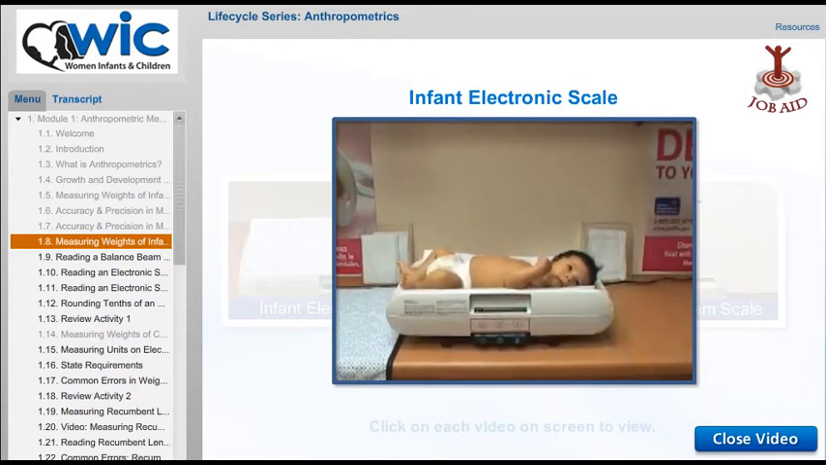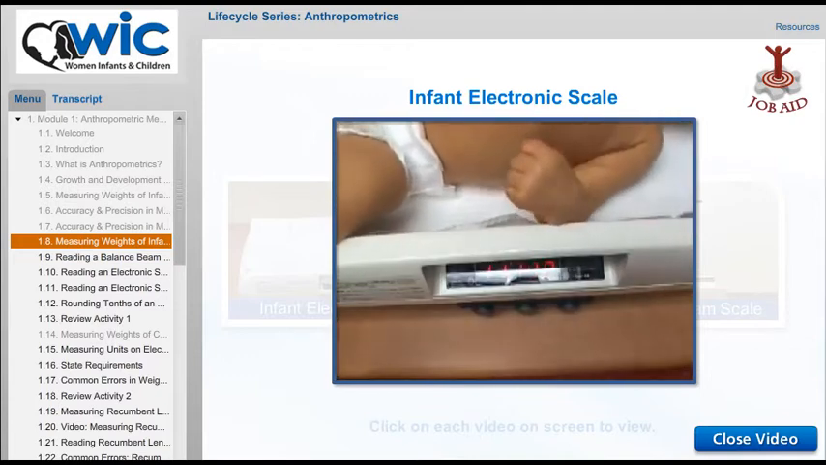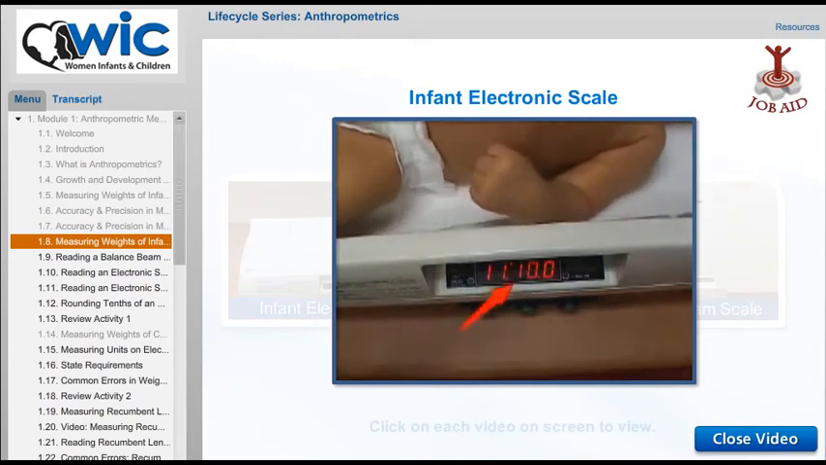Just allow the scale to adjust and stabilize. Most infant digital scales display weight in pounds, ounces, and tenths of an ounce. Record the weight to the nearest ounce. As you can see, this child weighs 11 pounds 10 ounces. And your supervisor will tell you about your state's requirements, as well as the unit of measurement you'll need to enter into your computer system.